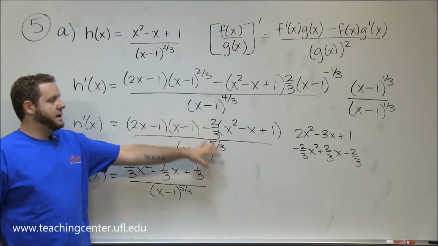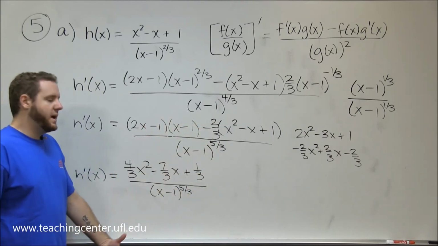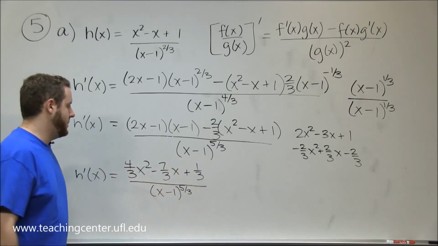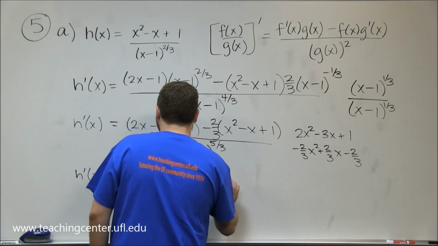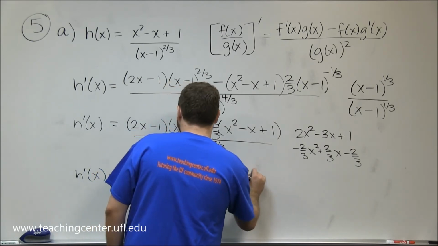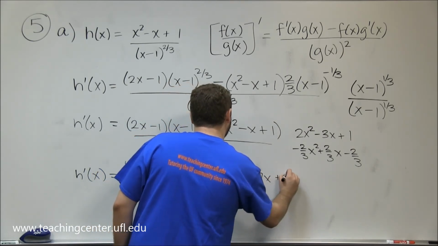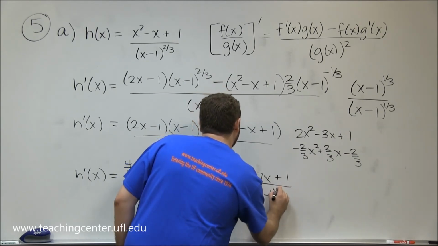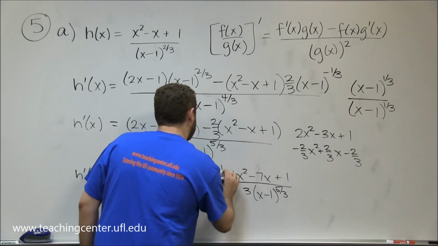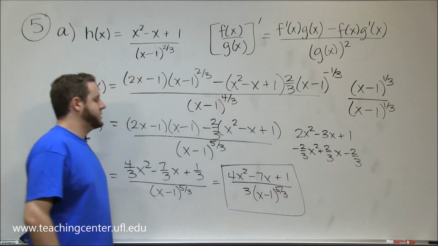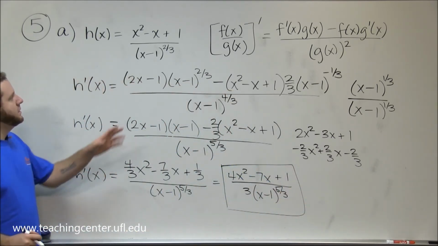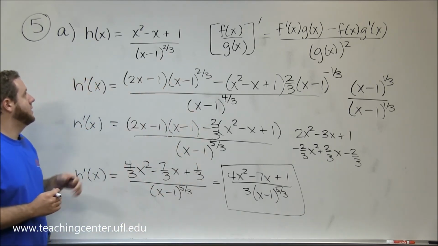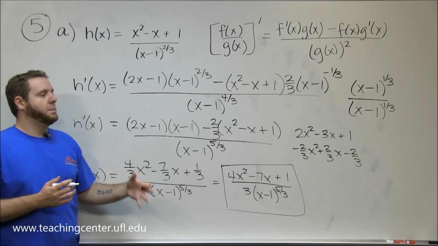So this is combining all of our like terms in the numerator. And then the last step we can do, since these are all divided by 3, is put that 3 in the denominator and make this 4x squared minus 7x plus 1, all over 3 times x minus 1 to the 5/3. That looks the simplest, and that's going to be our derivative of the original function. Again, applying the quotient rule.